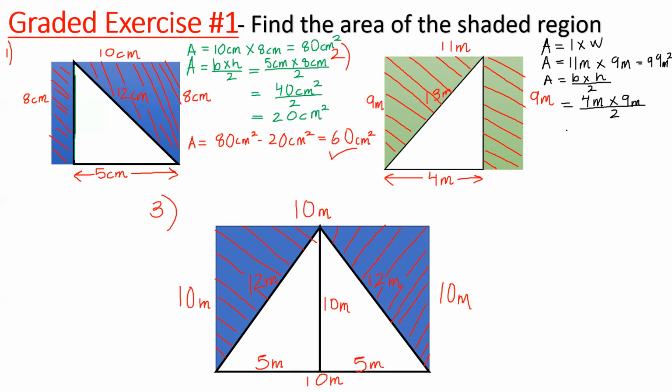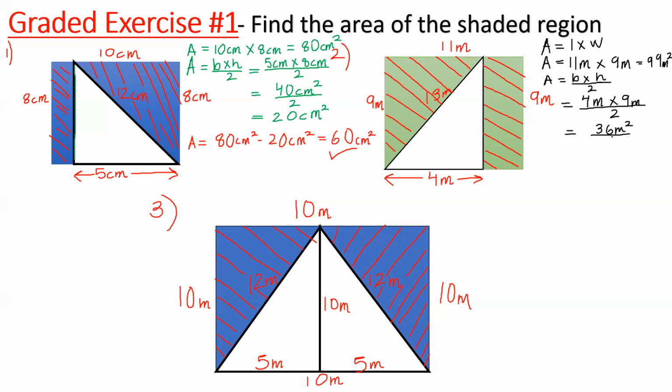So what is 4 meters times 9? 36 meters. 36 meters squared. I just second-guessed my answer when I had 45. Look at me. 36 meters squared.